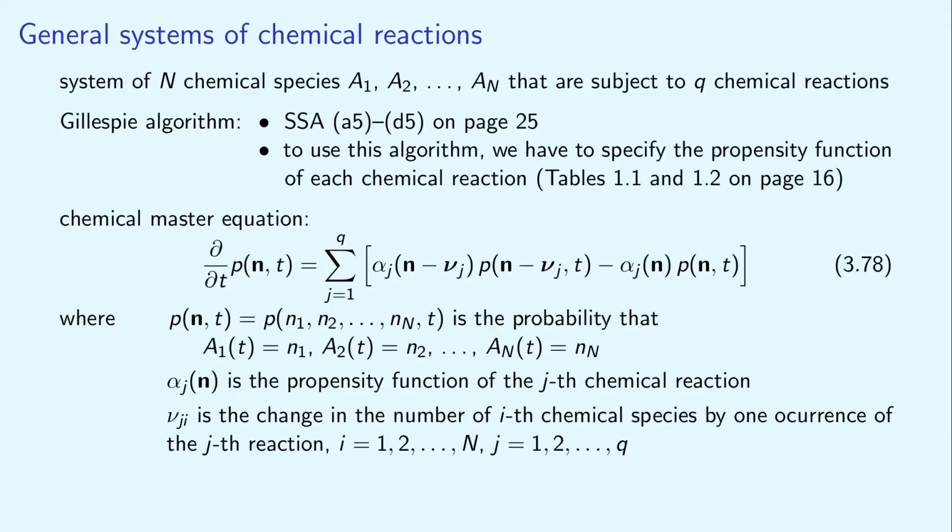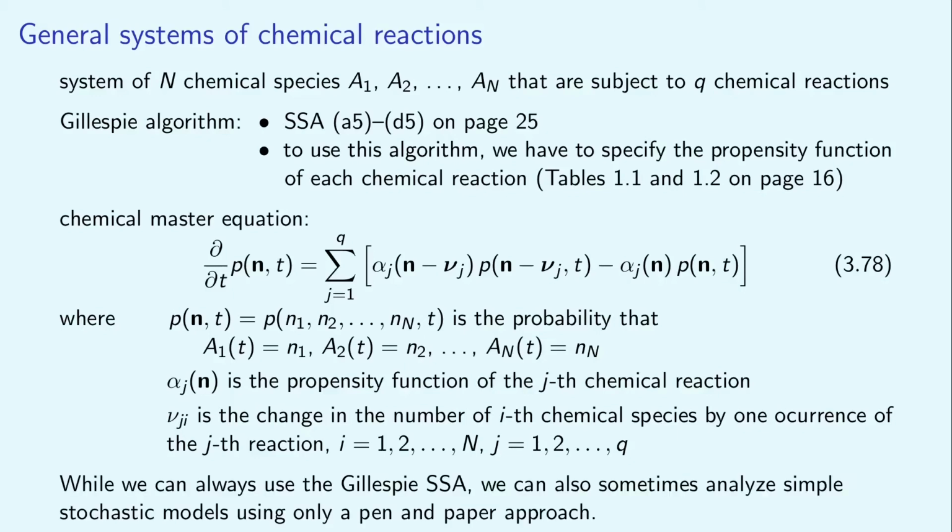So the next question is, can we use it to obtain some interesting results? The answer is, we sometimes can. We could try to solve the chemical master equation numerically, but we will not discuss such an approach here. We will instead focus on a pen and paper approach, discussing simple stochastic models where we can obtain some analytical results. Such simple systems are building blocks of large, complicated models of biological systems.